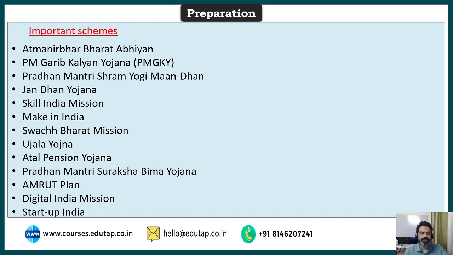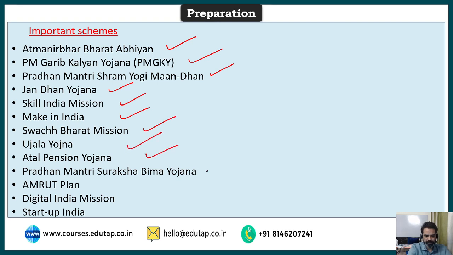Now, coming to some important schemes that I wanted you to focus, that you should read about these schemes so that you can write about these schemes in your essays. Atmanirbhar Bharat, Garib Kalyan Yojana, Shram Yogi Mandhan Yojana, Jan-Dhan Yojana, Skill India Mission, Make in India Mission, Swachh Bharat, Ujala Yojana, Atal Pension Yojana, Suraksha Bima Yojana, Amrut Plan, Digital India Mission and Startup Mission. These are very important current schemes that must be read before you walk into that exam, guys.